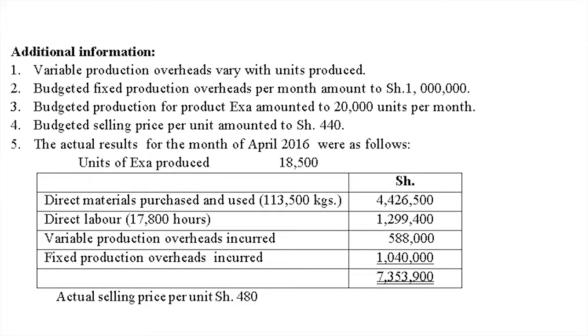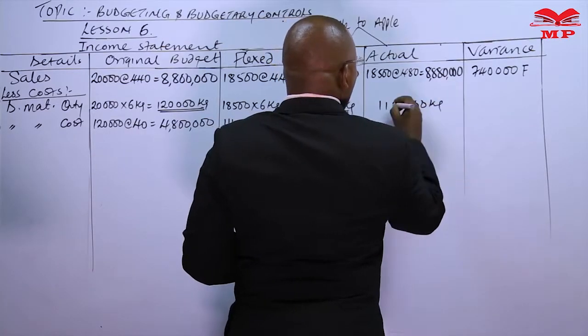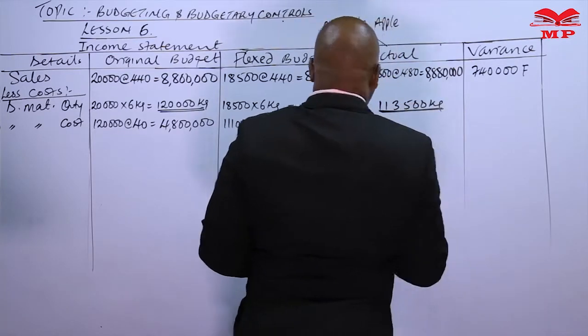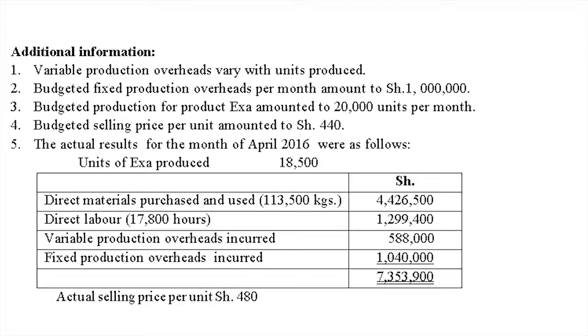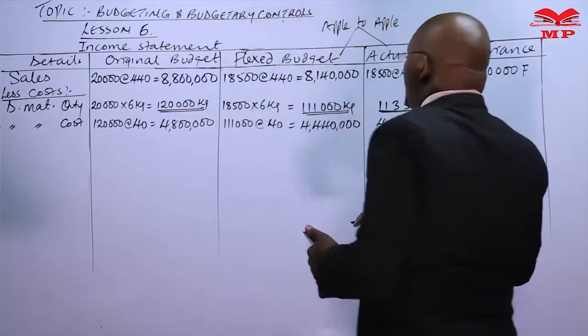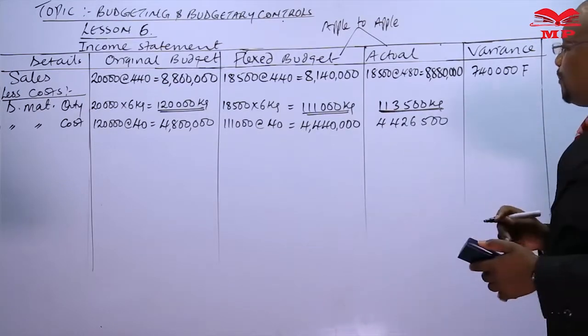But the actual given in note number 5, the direct materials used are 113,500 kgs. We double line because that is just mere supply of information. But the cost involved, how much do you spend? You don't require to multiply. We have been given the cost of 4,426,500. And as we do the comparison, we understand that we should have spent 4.4 million, but we spent 4.426.